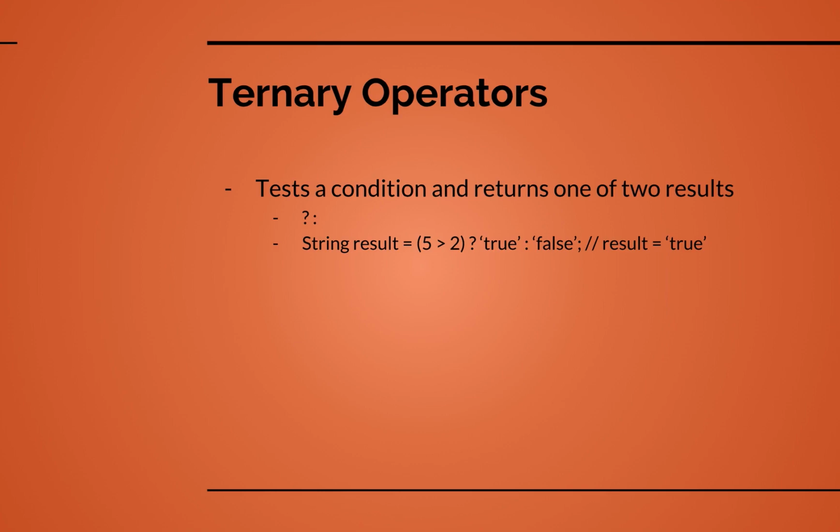So in this case, we're creating a string variable called result. We're testing to see if 5 is greater than 2. If it's true, then we'll store the value of true in that result variable. And if it's not, then we'll store the value of false in that result variable. In this case, 5 obviously is greater than 2, so we're storing true.